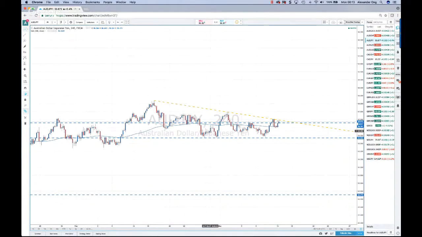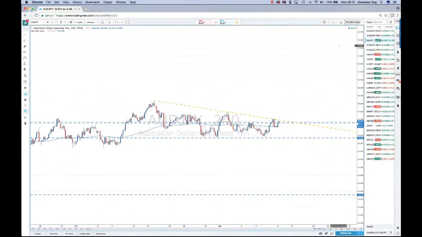Now, obviously, if this low cracks, then we'll be looking to take a sell from there. But if it holds, and we can get this sort of price action here, the market breaks out above this level at 87.08, we will be taking that.